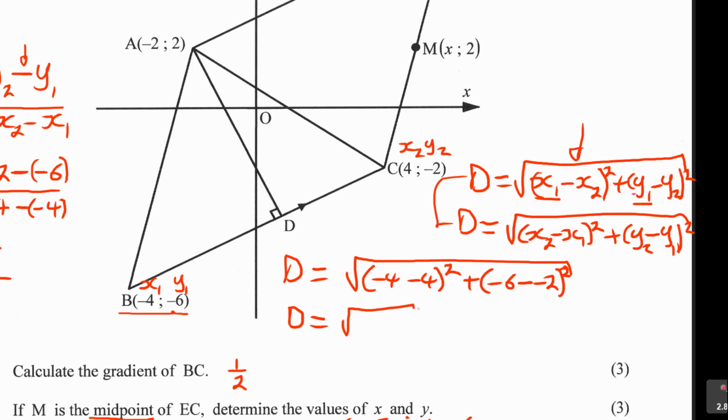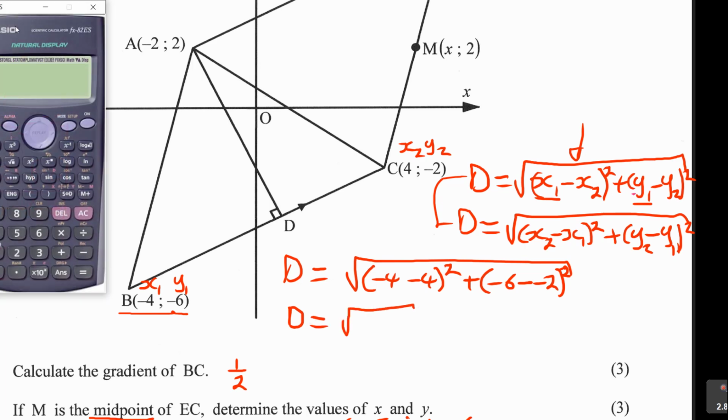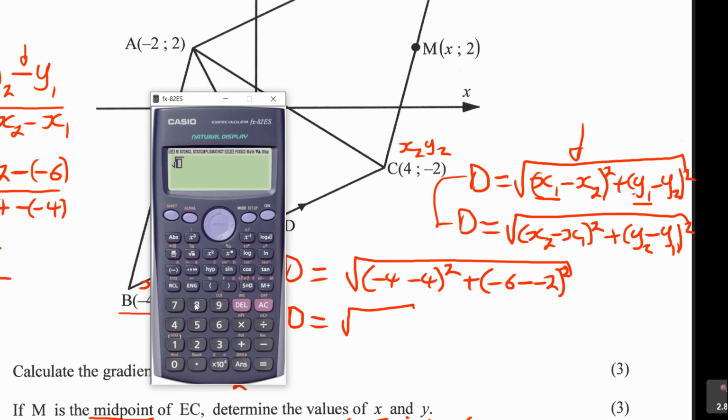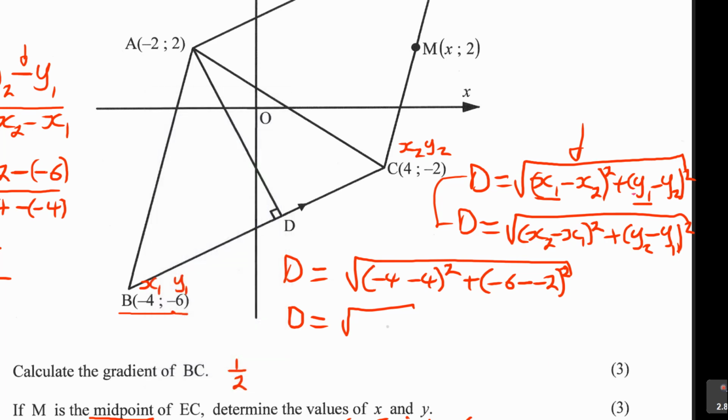It's the square root of what? As I keep on saying, rely on your calculator there. So it's the square root of bracket negative 4, then minus 4 squared, and then plus negative 6 minus negative 2 squared. The calculator will still solve that for you. You don't have to struggle. And then you've got 4 root 5. So you've got here 4 square root 5. That is the answer there, 4 square root 5.